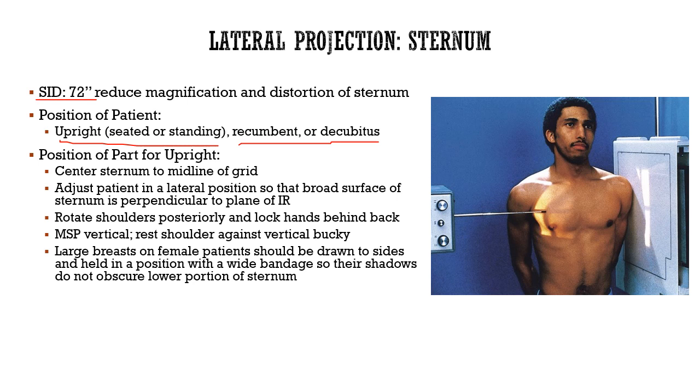We want to center the sternum to the midline of the grid. We want to adjust the patient into a lateral position so the broad surface of the sternum is perpendicular to the plane of the image receptor. We want to rotate the shoulders posteriorly and lock the hands behind the back. The mid-sagittal plane should be vertical, rest the shoulder against the vertical bucky. Large breasts on female patients should be drawn to the sides and held in position with a large bandage so that their shadows do not obscure the lower portion of the sternum.